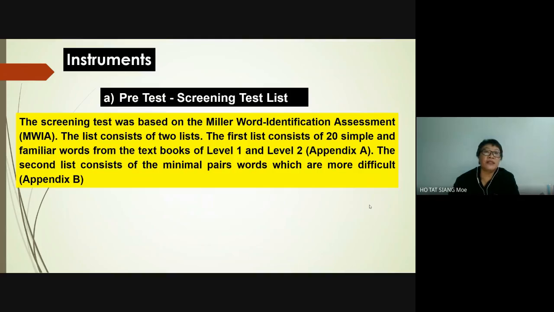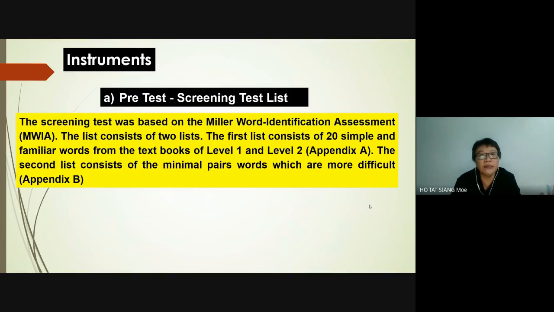Now, what are the instruments used? The first one, the pre-test, the screening test list. That's what I said just now. They must obtain less than 12 out of 20. The screening test was based on the Miller Word Identification Assessment, that is MWIA. The list consists of 2 lists. The first list consists of 20 simple and familiar words from the textbooks of level 1 and level 2. I included them in Appendix A. The second list consists of minimal pair word lists which are more difficult.